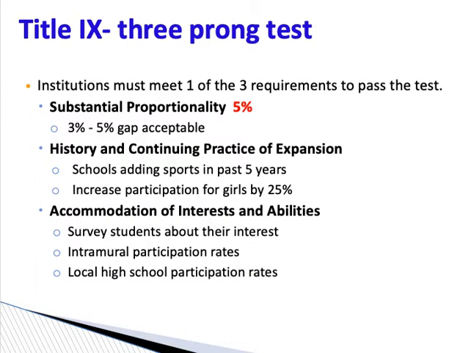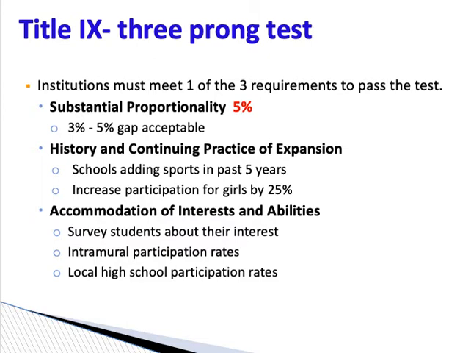The second test is about history and continuing practice of expansions. To meet this requirement, there are two different standards you can use. The first thing is a school adding a sport in the last 5 years. So basically, schools adding women's sports in the last 5 years. And also, the school has increased participation for girls by 25%. So in here, increased participation for girls by 25%.